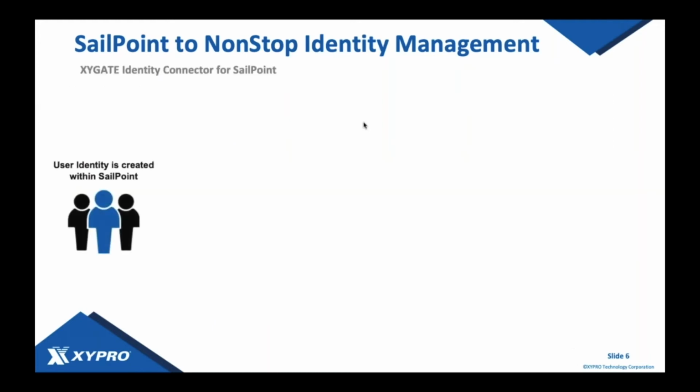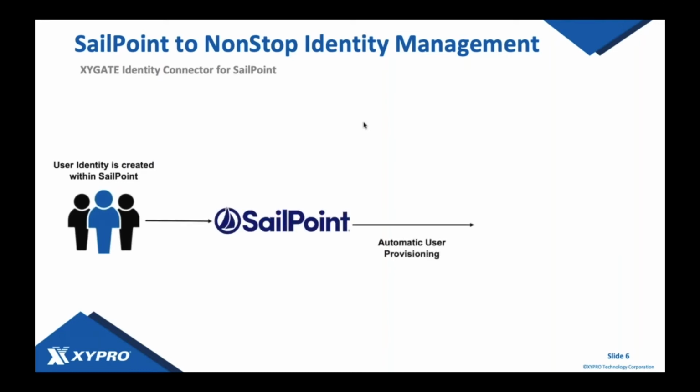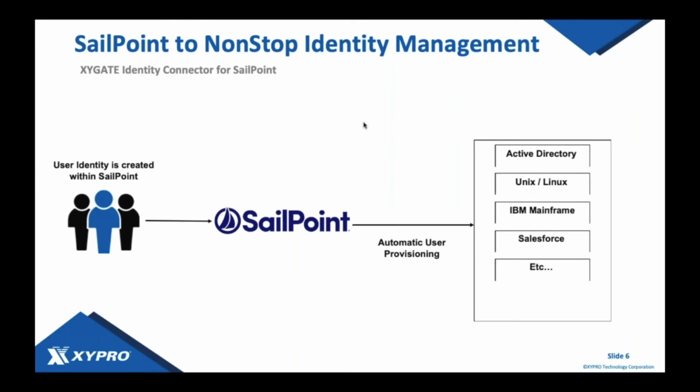What would happen is a user is, again, their identity is created in SailPoint. SailPoint would automatically provision all the things that typically it can. Active Directory, Salesforce, IBM, you name it, SailPoint's got a connector for it. And now NonStop can participate in that process. So with the XYGATE Identity Connector, NonStop now becomes an option within SailPoint. And not just one NonStop server. If you've got multiple NonStop servers, you can select which one or all of them that a user needs access to. But the key here is it's all automated.